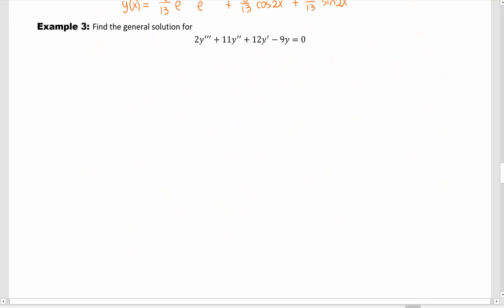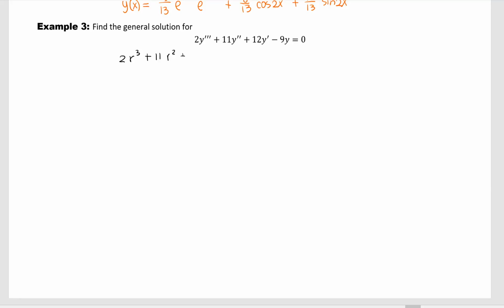Okay, let's continue with example 3. First step, the characteristic equation. So the characteristic equation is 2r cubed plus 11r squared plus 12r minus 9 equals 0.